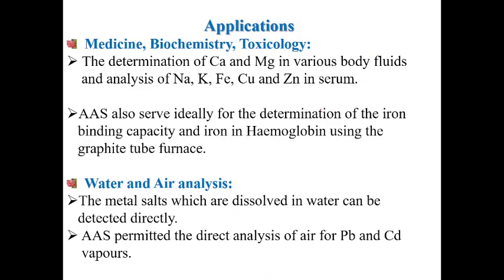So if we look at the applications of flame photometry and AAS, we can see that these have application in medicine, biochemistry, and toxicology, wherein we determine calcium and magnesium in body fluids, and sodium, potassium, iron, copper, and zinc in serum. AAS also serves ideally for determination of iron binding capacity and iron in hemoglobin, usually using the graphite tube furnace. In water and air analysis, metal salts dissolved in water can be detected directly. AAS permits direct analysis of air for lead and cadmium vapors.